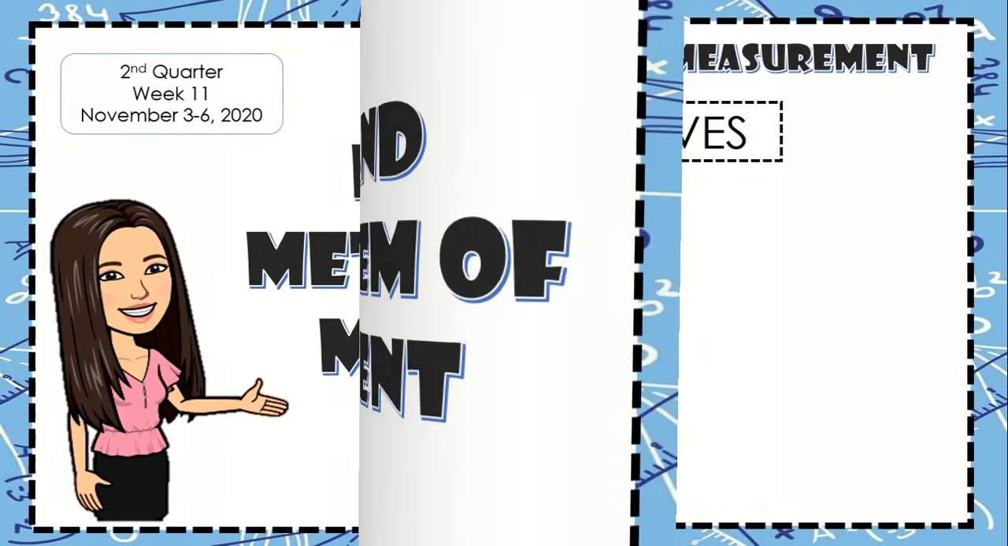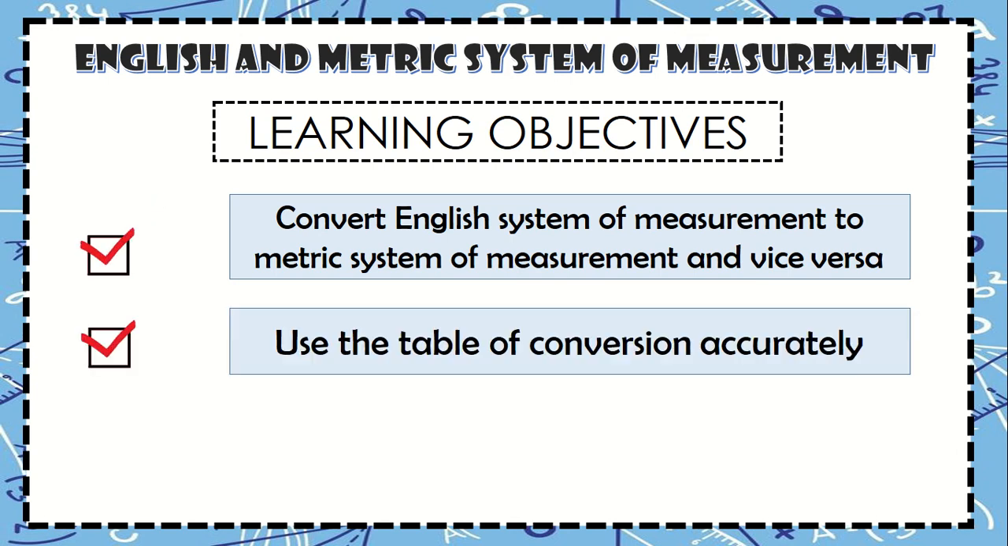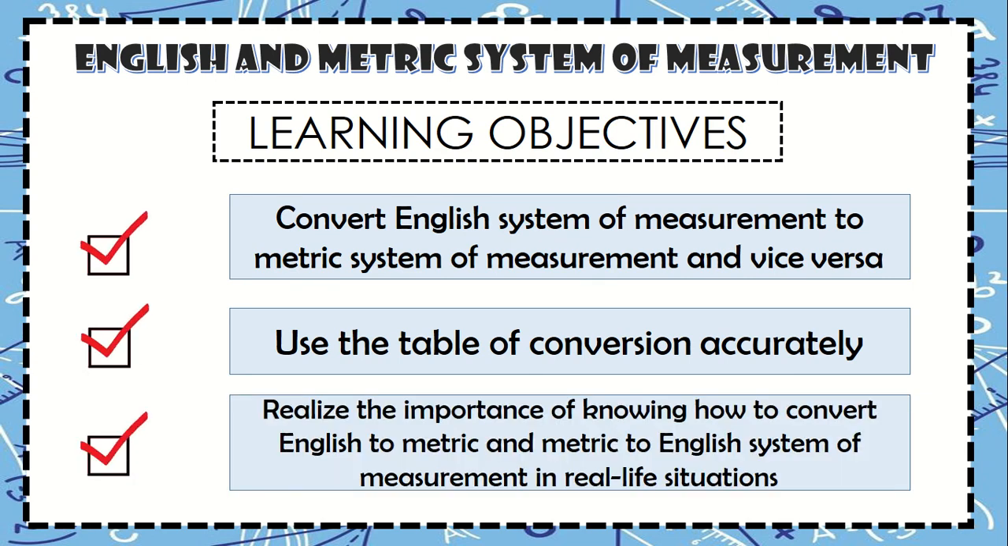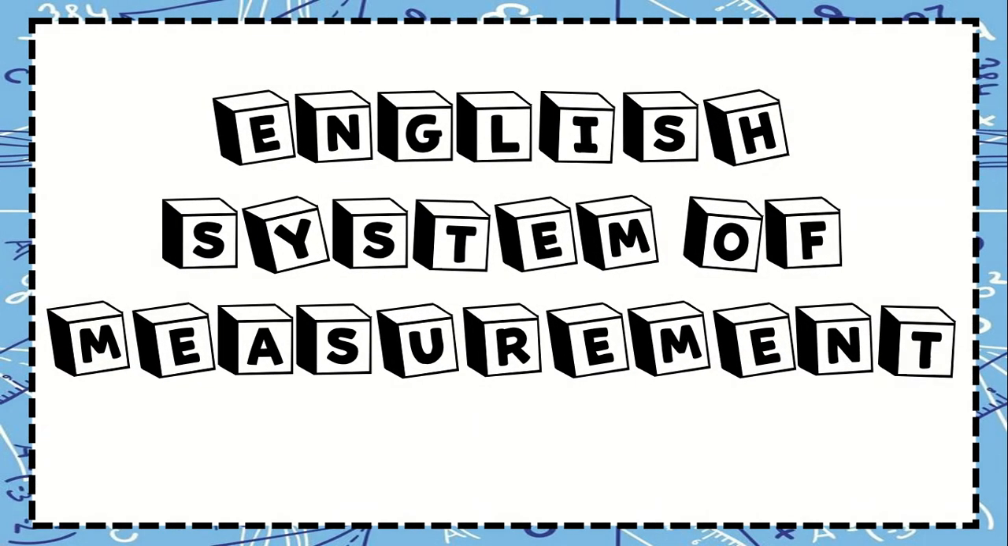the lesson. First, you are going to convert English system of measurement to metric system of measurement and vice versa. Second, use the table of conversion accurately, and last, realize the importance of knowing how to convert English to metric and metric to English system of measurement in real-life situations. So first, dito muna tayo sa ating English system of measurement.